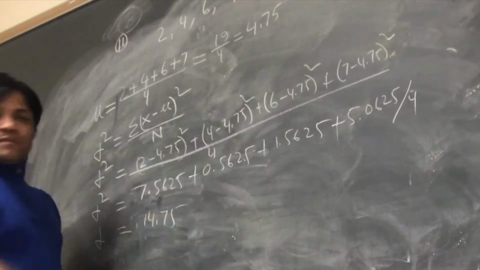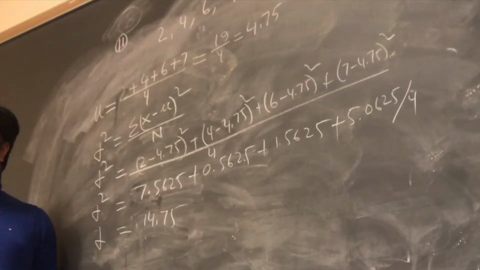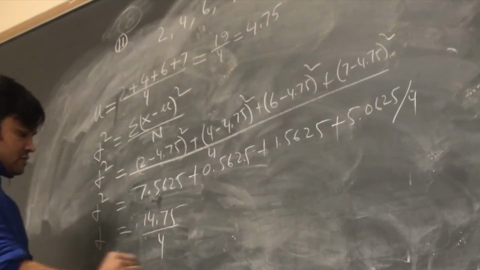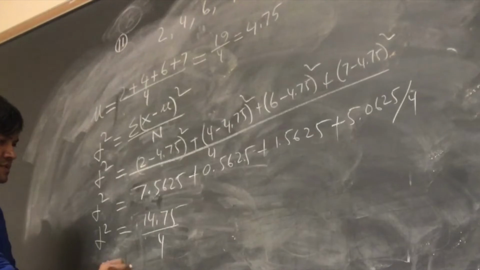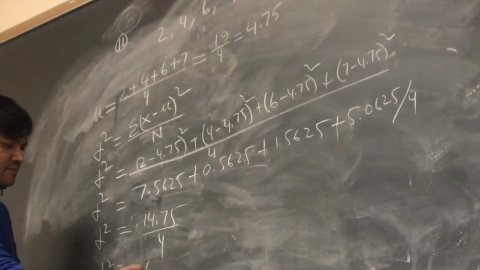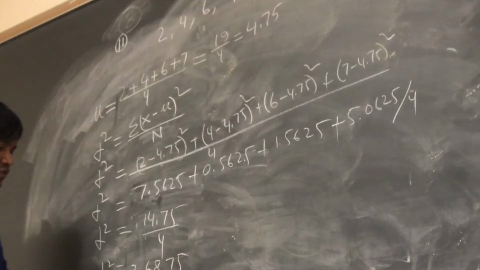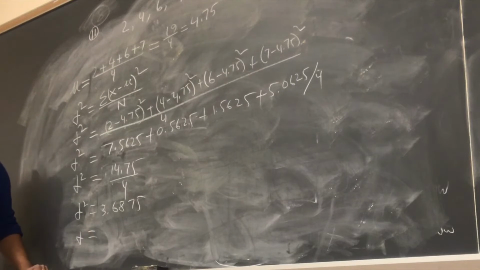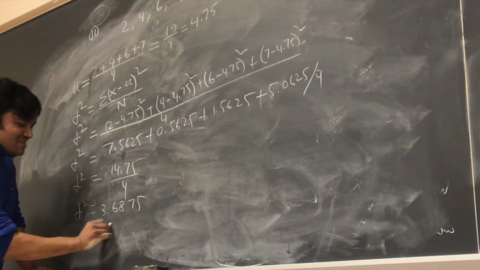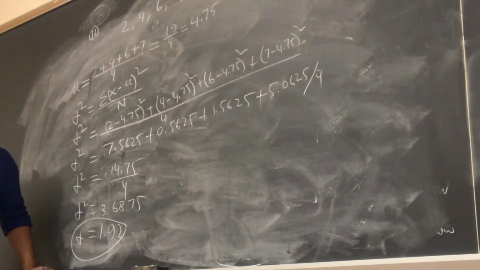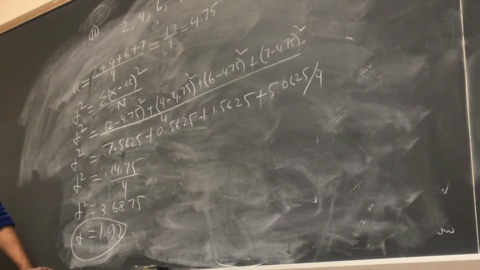after you divide by 4, right? No, before. And divide by 4 is 3.6875. Take a square root. It's 1.92. That's what he gave me before, so that must be right.